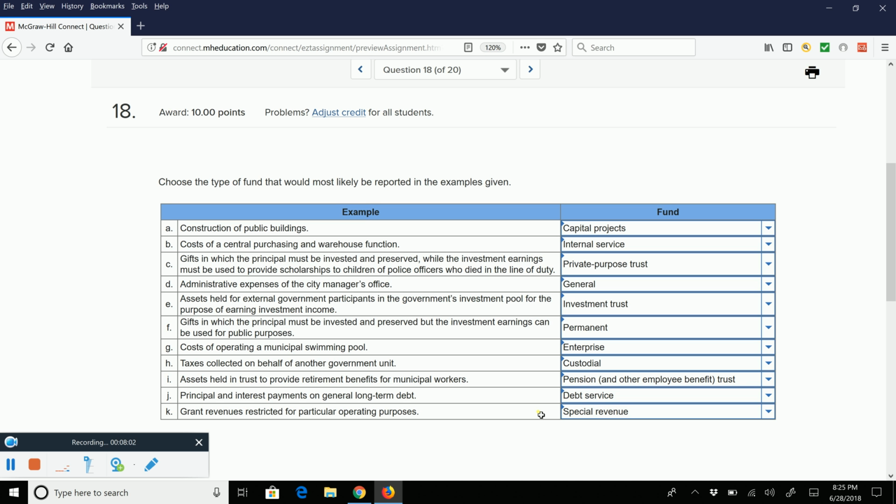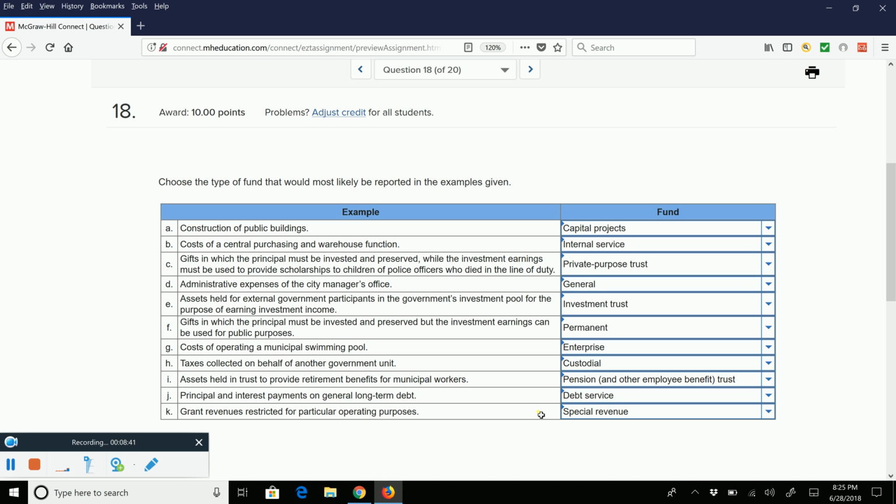Letter I, assets held in trust to provide retirement benefits for municipal workers. Well, they're going to keep that long-term and manage it. That is a pension trust fund. Letter J, principal and interest payments on general long-term debt. That is a debt service fund. And lastly, grant revenues restricted for particular operating purposes. Special revenue fund. Once again, special revenue funds are set aside for any monies that are restricted or committed. And I'll be explaining restricted and committed in a little bit.